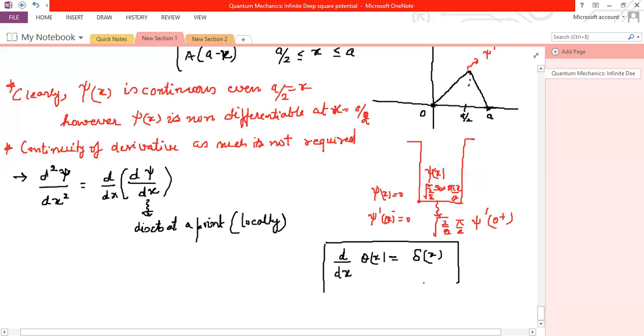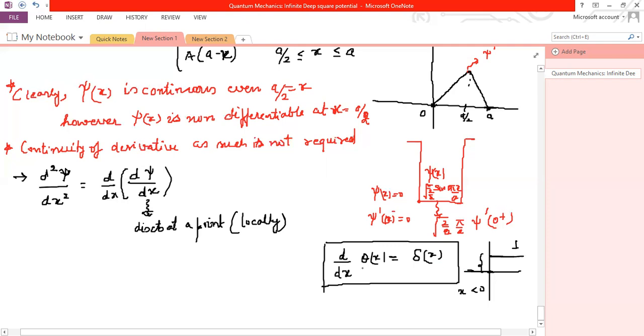You already know what the unit step function is. The unit step function is simply: if x is less than 0, then the function is 0, and if x is greater than 0, then the function attains a height 1. So clearly at x equal to 0, you have a jump discontinuity of magnitude 1.